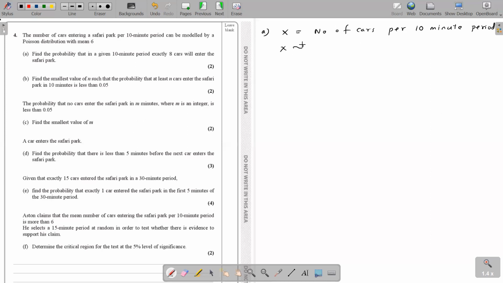Okay, so x follows the what? Poisson distribution. How much is the mean for a 10-minute period? The mean is 6. So they are asking you to find the probability that exactly 8 cars, which means x is equal to 8. To get x equal 8, if you want, you can use the Poisson table and do capital F8 minus F7, right? And then you can get the answer, or you could use the equation: e to the power minus lambda, into lambda to the power x over x factorial. Are you with me? How much is this answer?